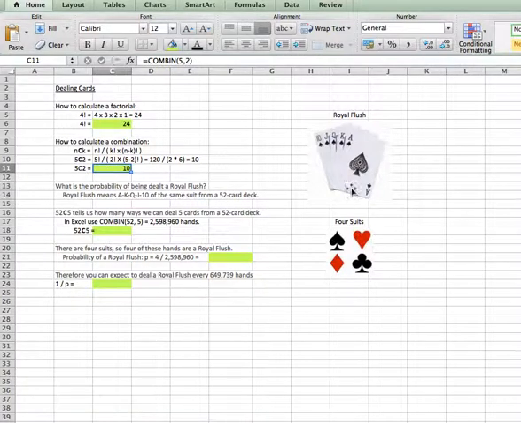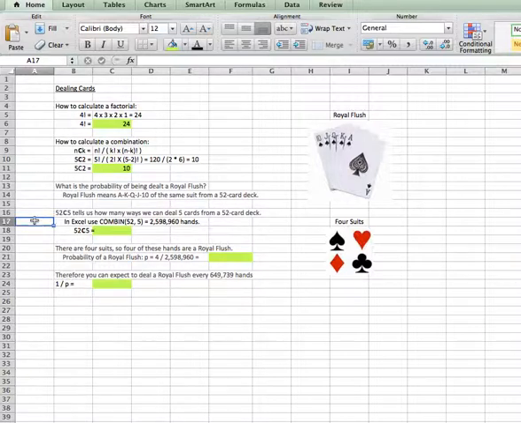Okay, let's look at an example. What is the probability of being dealt a royal flush? Royal flush means Ace, King, Queen, Jack, 10 of the same suit from a 52-card deck. And over here is a picture of a royal flush. Okay, let's pick that apart. 52 choose 5 tells us how many ways we can deal 5 cards from a 52-card deck.